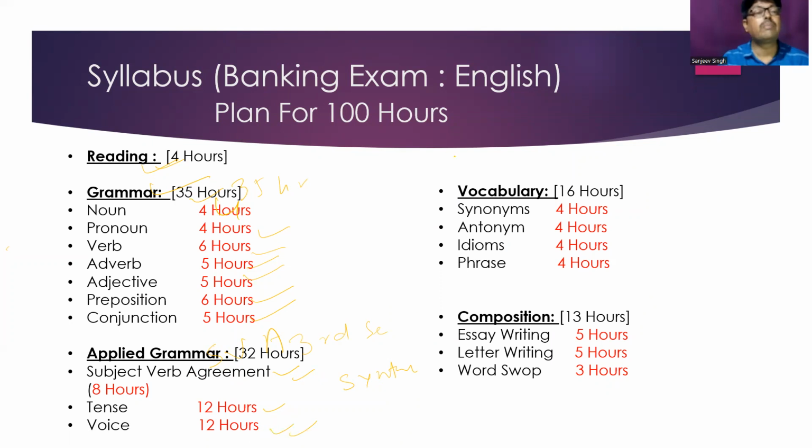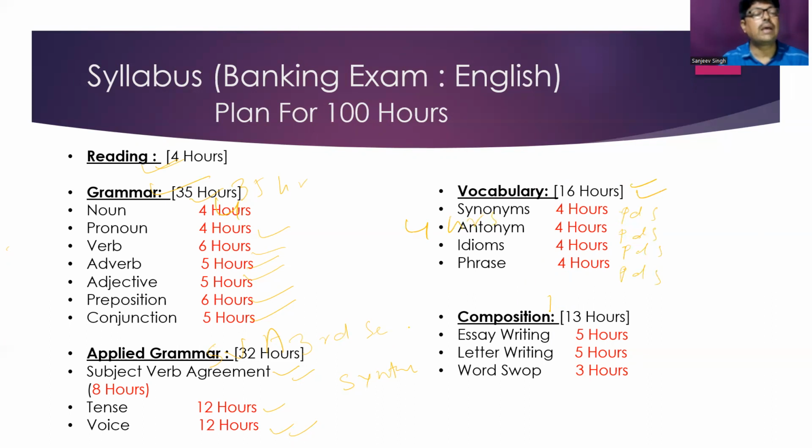When it comes to the vocabulary part, it would take 16 hours in all. I have allotted a 4-hour class to each, and when I mention the hours, that means 4 periods. Antonyms, 4 hours, that means 4 periods. Idioms, 4 hours, that is 4 periods. And phrases, that means 4 periods, right?